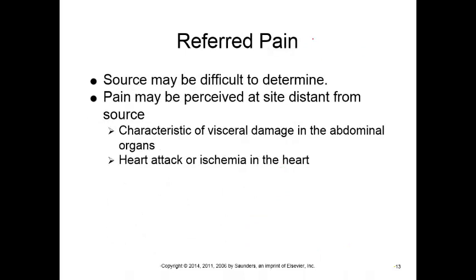Another kind of pain that we talk about is referred pain. This is like the heart attack we talked about earlier. So the source may be very difficult to determine, and this usually occurs with visceral organs. The pain may be perceived at a site that is very distant to the source. That's what referred pain is. The pain is not at the site of the source. And we usually see it, like I said, with visceral damage in the abdominal organs and the thoracic organs. Sometimes, like in a heart attack or ischemia of the heart, we have damage to the heart, and then we end up feeling it all the way in our left arm and our left shoulder and our neck. The pain just refers out. It's hard to pinpoint where it's at.